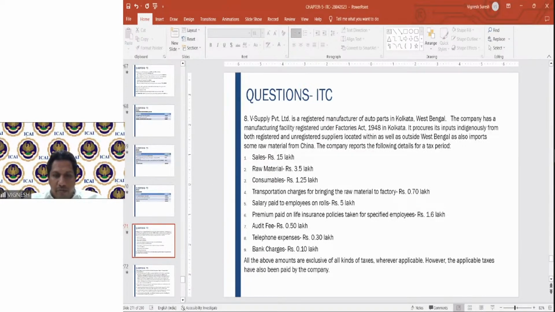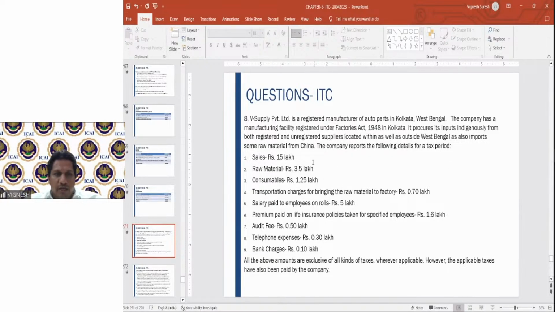Now, next problem. Again, this is problem number 22 of the study material. Immediately after this problem, you can spot this problem of this V Supply Limited. V Supply is a registered manufacturer of auto parts in Kolkata, West Bengal. The company has a manufacturing facility under the Factories Act in Kolkata. It procures inputs indigenously from registered and unregistered suppliers located within West Bengal, outside West Bengal, and also imports from China.